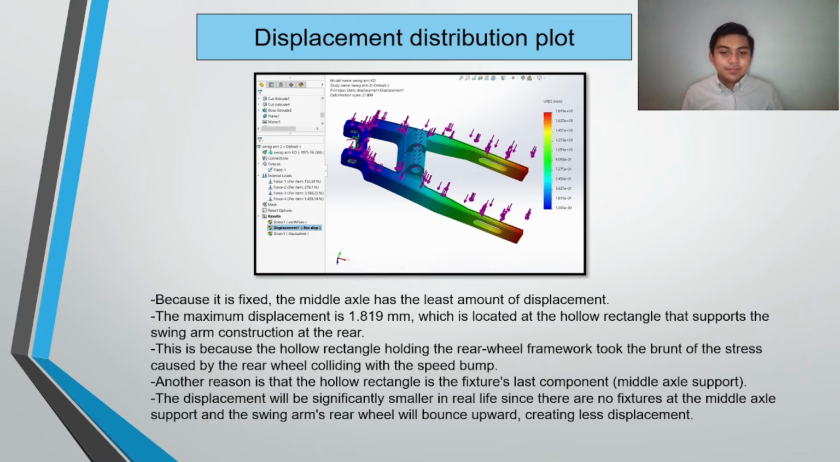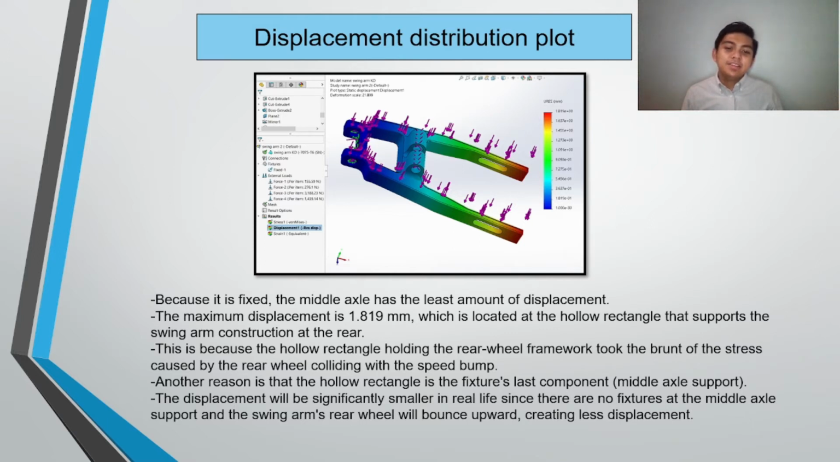Because it is fixed, the middle axis has the least amount of displacement. The maximum displacement is 1.819 mm, which is located at the hollow rectangle that supports the swing arm construction at the rear. This is because the hollow rectangle holding the rear wheel framework took the brunt of the stress caused by the rear wheel hitting the speed bump.